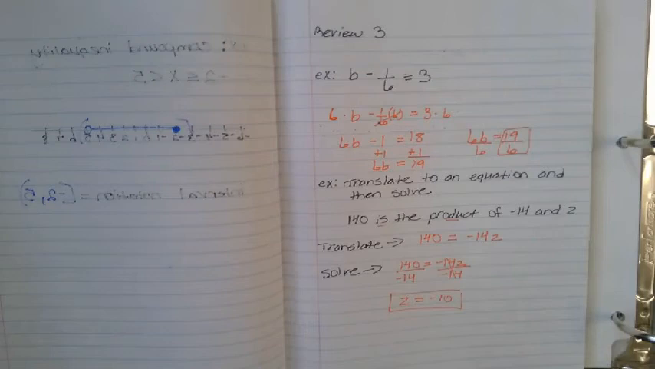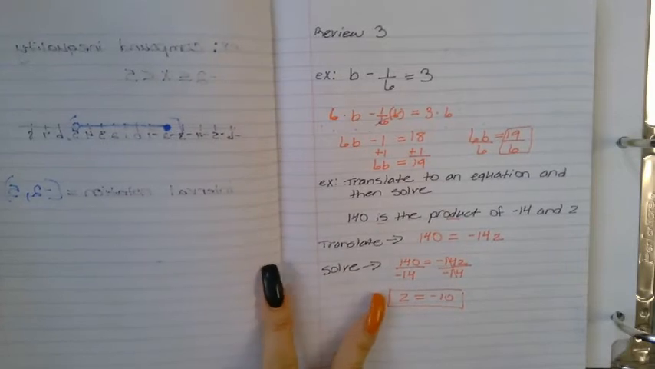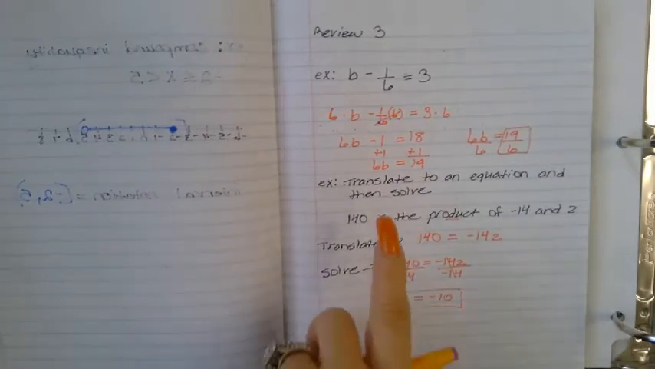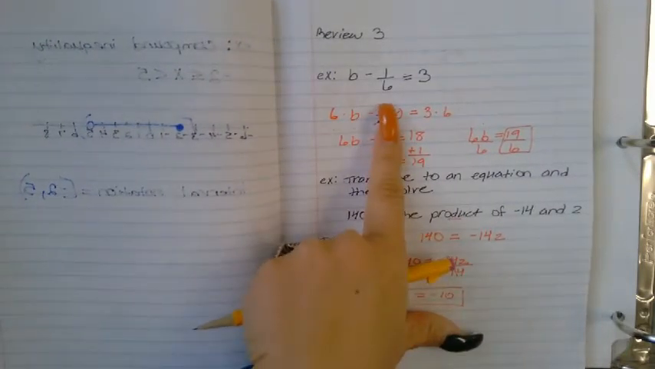So we're just doing some review problems from review 3 for our test that we're going to be doing later this week. Let's look at the first one. We have b minus 1/6 equals 3.